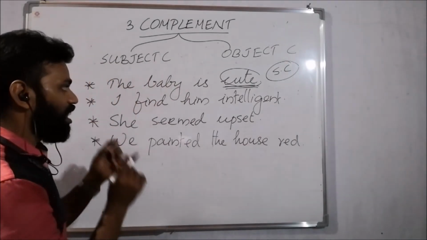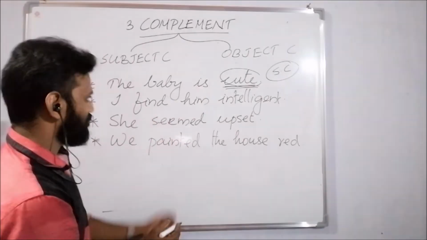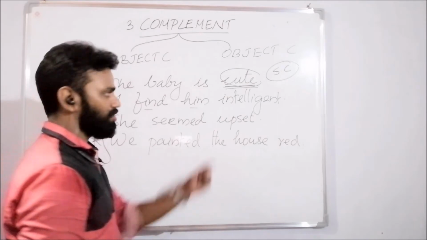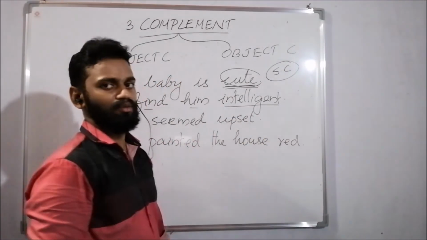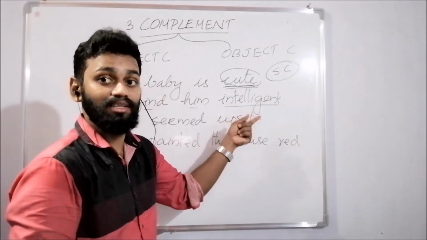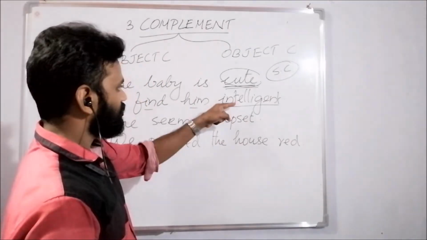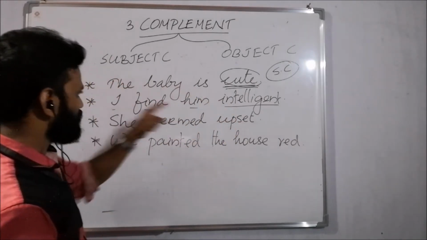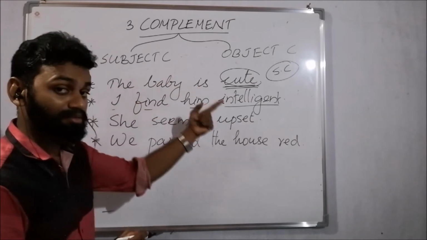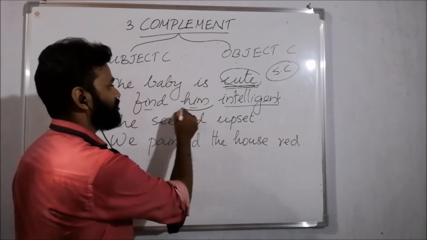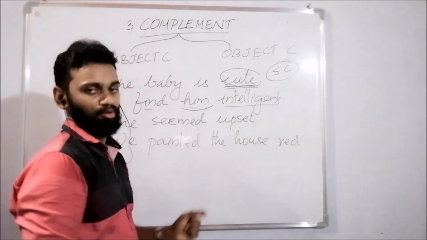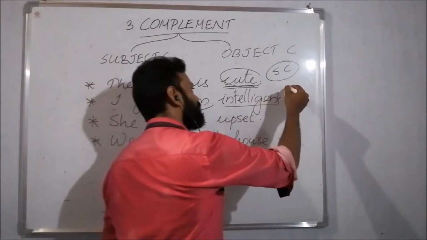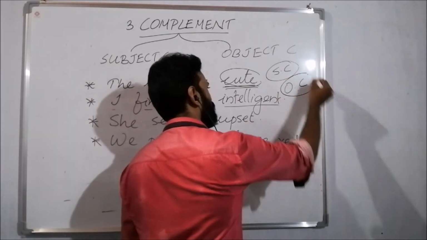Let's look at the second example. I find him intelligent. Now we have the subject, verb, and object. And now there's one more word, intelligent. And what is this? Why have we used this word in this sentence? This is an adjective, so it must be a quality of someone here. Let's look at the sentence. Is it the quality of I? No. I find him intelligent. So this is the quality of him, and him is the object. Since him is the object and this is the quality of the object, this is object complement.